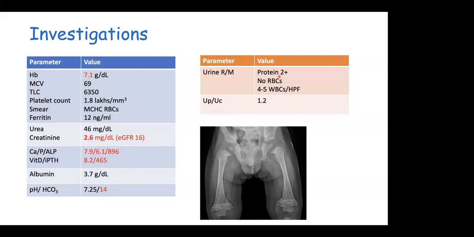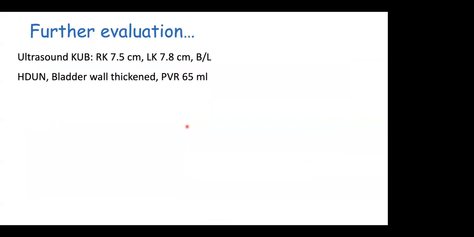The basic urine evaluation shows dipstick 2 plus protein. There are no red blood cells and there are 4 to 5 white cells per high power field. And there is some subnephrotic range proteinuria. So with this history and evaluation, the first next test which you would do is to go ahead and do an ultrasound. A good ultrasound helps you clarify so many things.